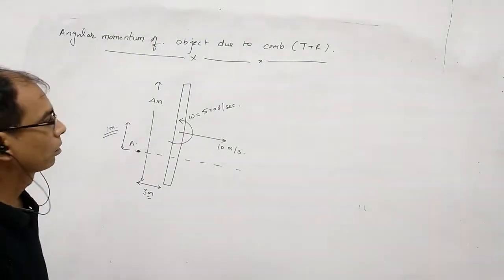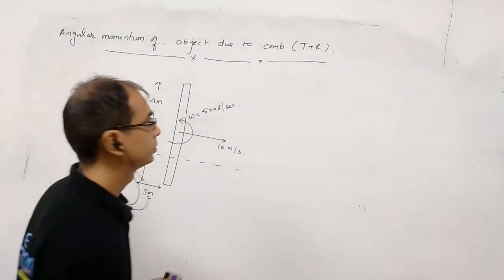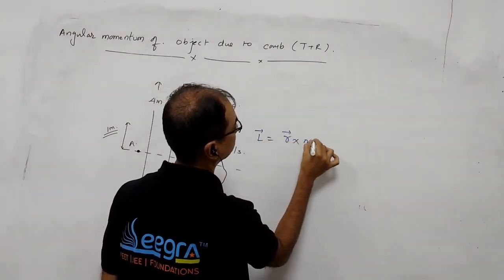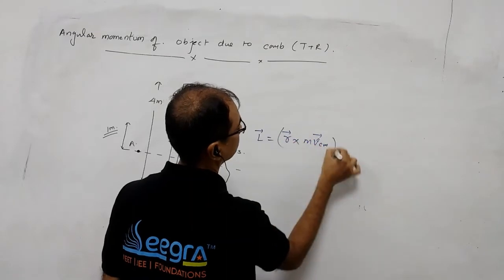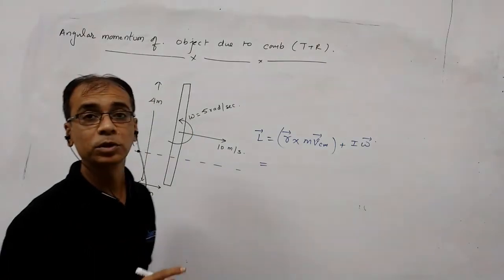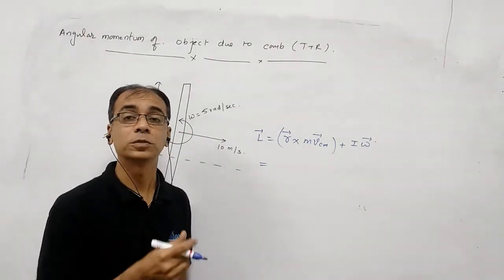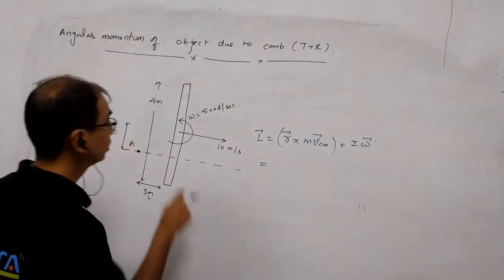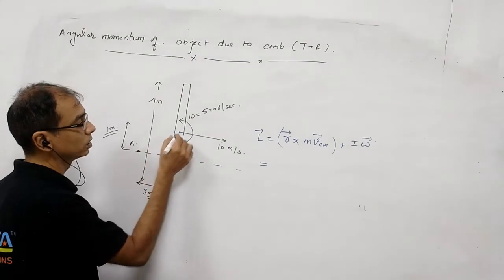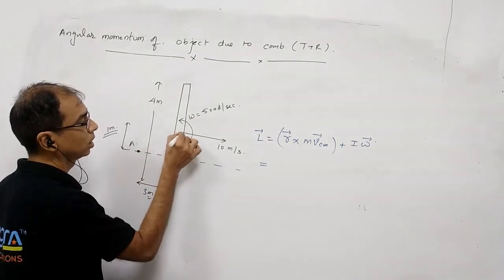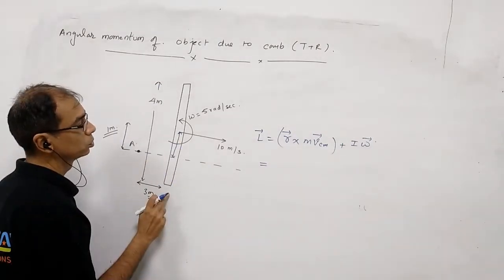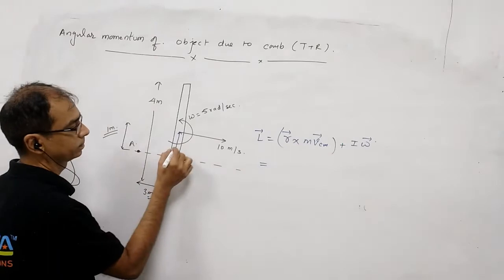What to do? Formula we know already. L equal to R cross M VCM plus I omega. Again, M VCM into what? Perpendicular R, which is perpendicular to MV. So perpendicular to MV is in this direction. A is here. So perpendicular distance is what? This only. How much is this? This is 4. This is 2. This is 1. It's given actually. It's 1 meter.